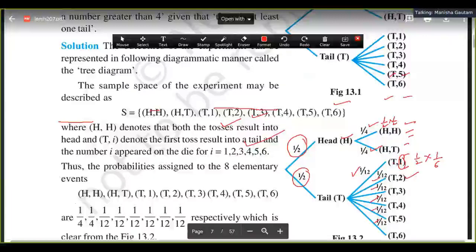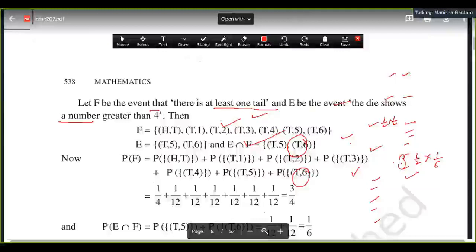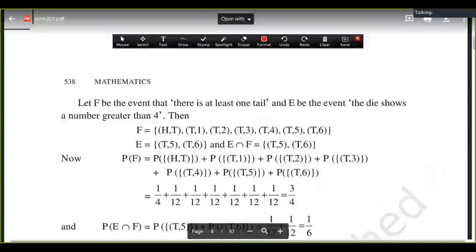Now how to solve the question? E and F, both events are here. F is having these elements, E is having these elements. Here, at least one tail is there. Collect the elements from the given tree. And in E, the die shows a number greater than 4. This is E. Now the common part is this one. Now we want the probability of F and the probability of the intersection.